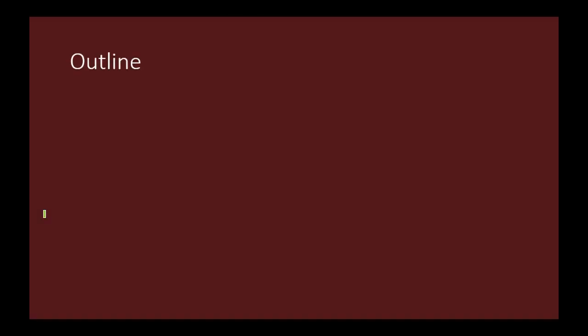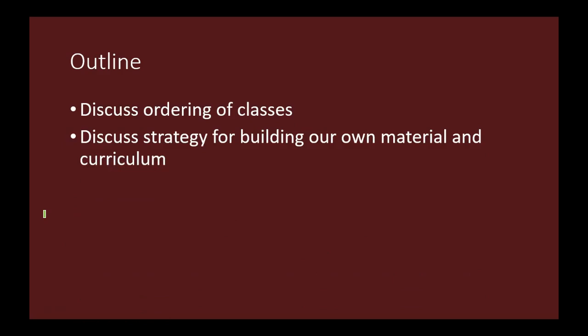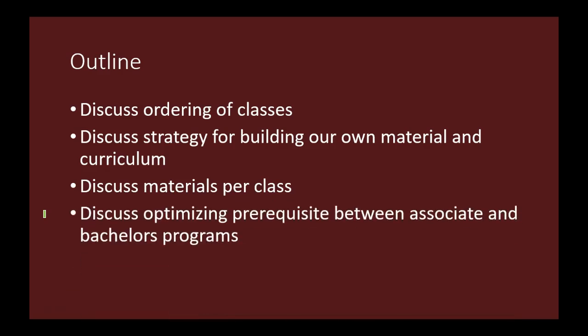A couple topics I just want to look at that may or may not be of interest are going to include: discussing the ordering of the classes, discussing strategies for building our own material and curriculum if that's an area that we are looking at, discussing materials per class, and discussing optimizing prerequisites between the associate and bachelor's program.